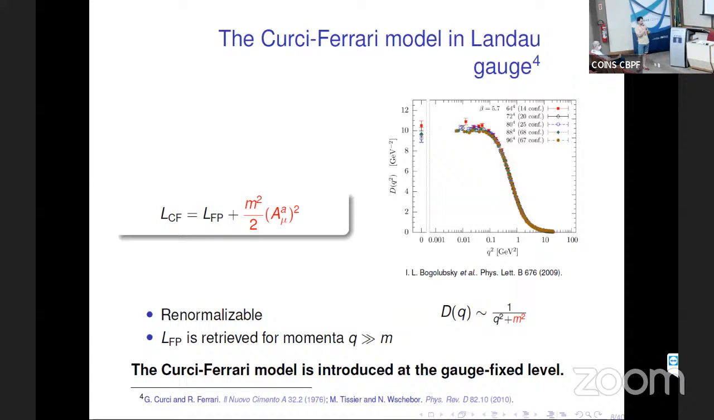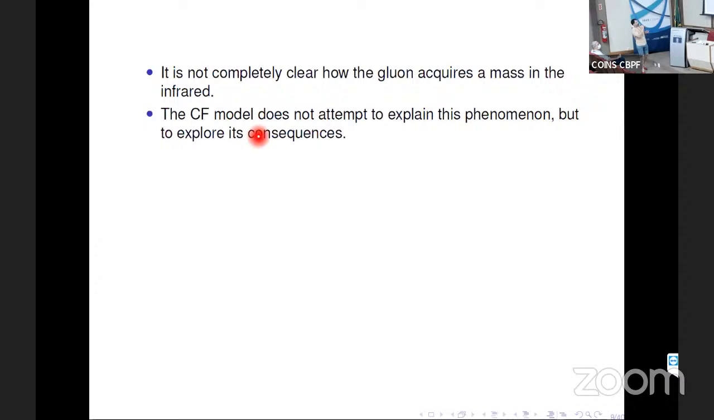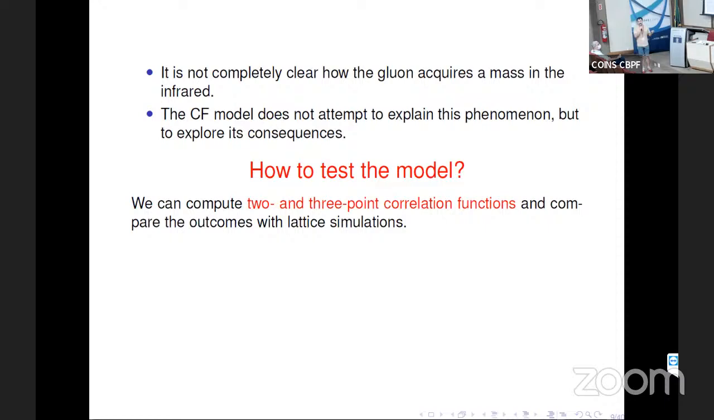Even though there are several good ideas, still it is not completely clear how the gluon acquires a mass in the infrared. And the Curci-Ferrari model does not attempt to explain this phenomenon, but to explore its consequences, in a sense. So this is a model, we need to test it. It's not a first principles model, so how do we test it? Well, the idea is to compute 2 and 3 point correlation functions and compare the outcomes with lattice simulations. This is the first step, right?